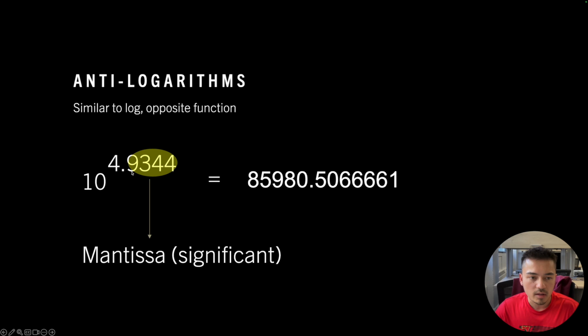So we need to look at the mantissa of the number that we are anti-logging. We can see that there are 4 digits within this number. That means our answer needs to have 4 significant figures. So we have 8.598 times 10 to the 4.